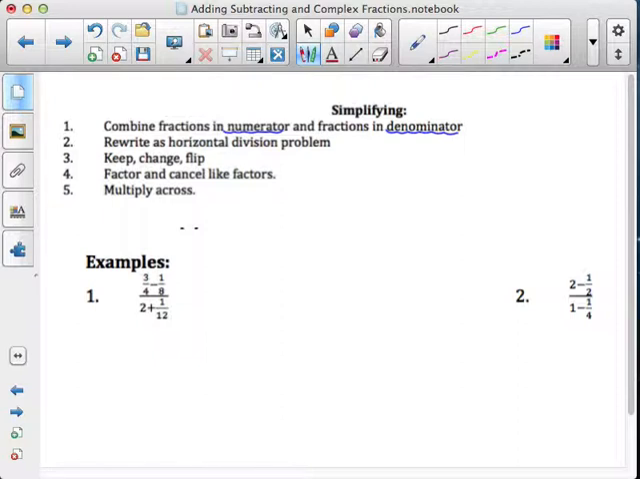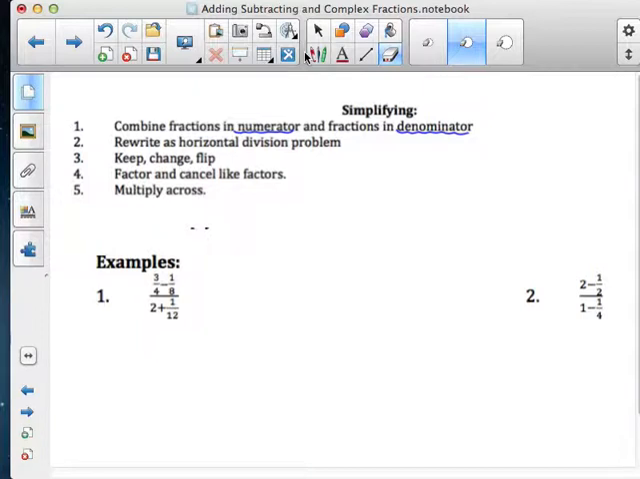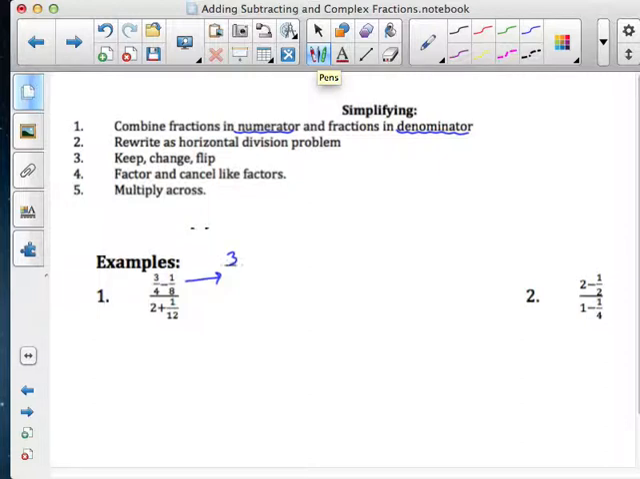So let's give an example here. 3/4 minus 1/8, divided by 2 plus 1 over 12. So I'm going to start working with the numerator. So I've got 3 over 4 minus 1 over 8. Well, you guys all know you need a common denominator here, so I'm going to multiply by 2. So that gives me 6 over 8 minus 1 over 8, which is 5 over 8.